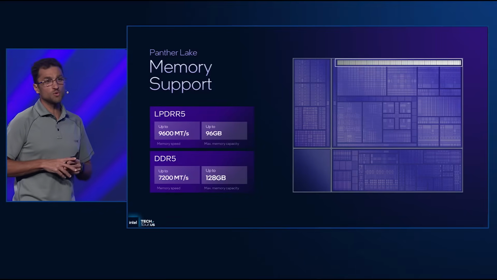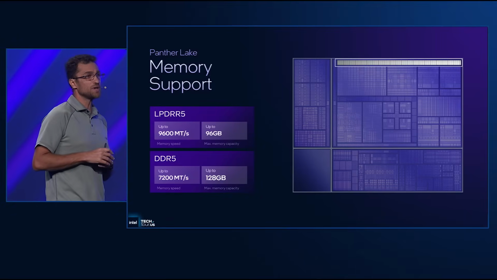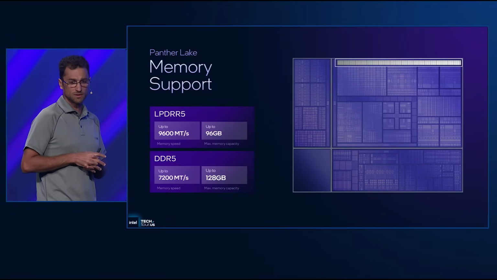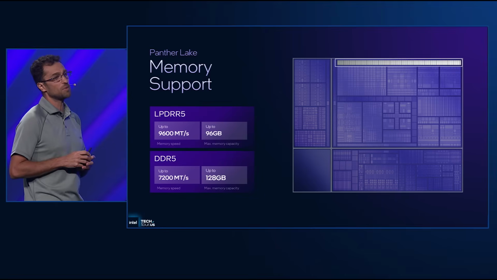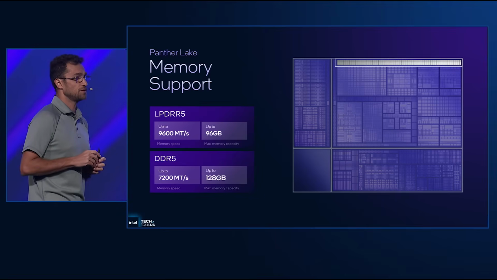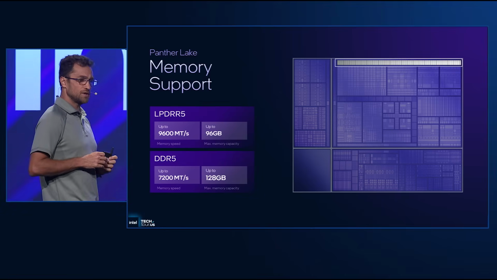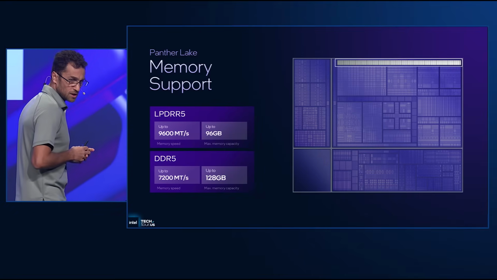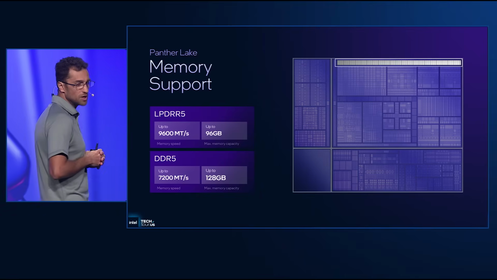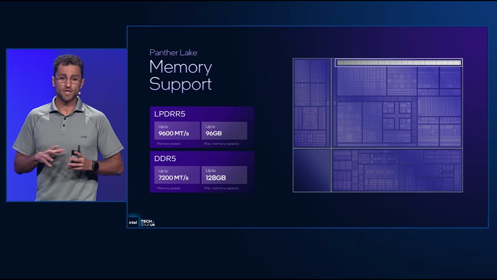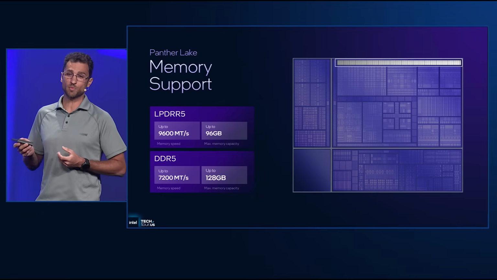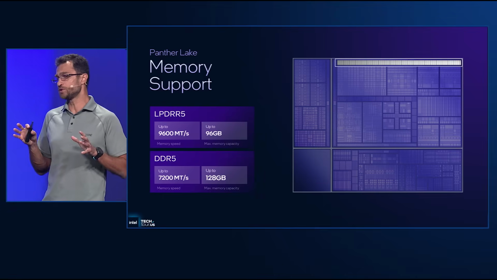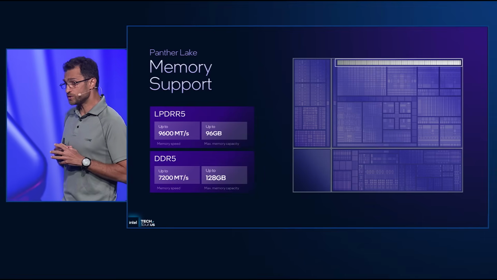Panther Lake supports both LP5 and DDR5 technologies, with 128-bit LP5 up to 9.6 giga transfer per second and up to 96 gigabyte capacity, and with 128-bit DDR5 up to 7.2 giga transfer per second and up to 128 gigabyte capacity. Both enable robust throughput and responsiveness across compute and graphics workloads.